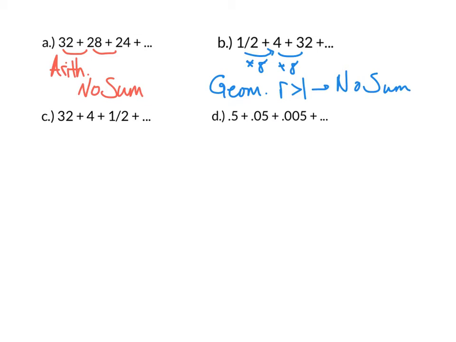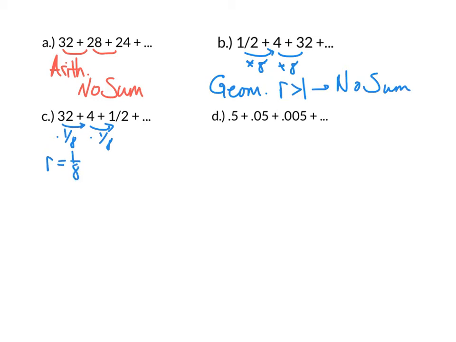When I look at part C, it's the same thing as part B, but going the other way. We're not multiplying by 8 anymore. Now we're dividing by 8, which means we're multiplying by 1/8 from term to term. So our common ratio is 1/8.